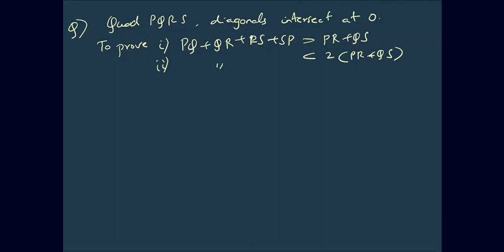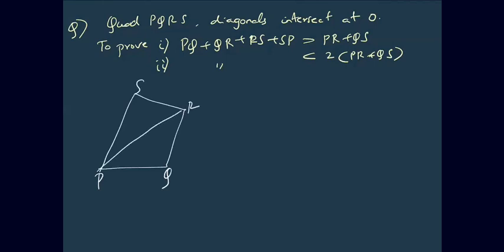Okay, so let us discuss this problem. Let us take any quadrilateral PQRS. These are the diagonals PR and QS, and they intersect at point O. To prove this first inequality, let us use the property that the sum of two sides is greater than the third side in a triangle.